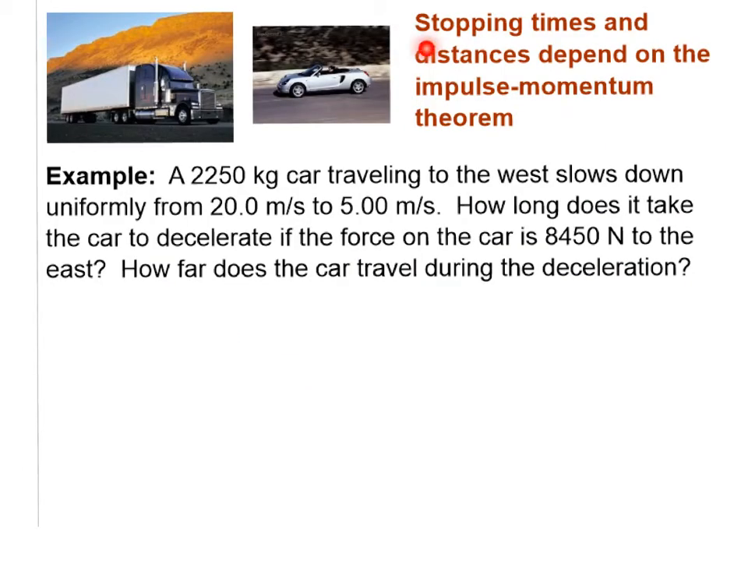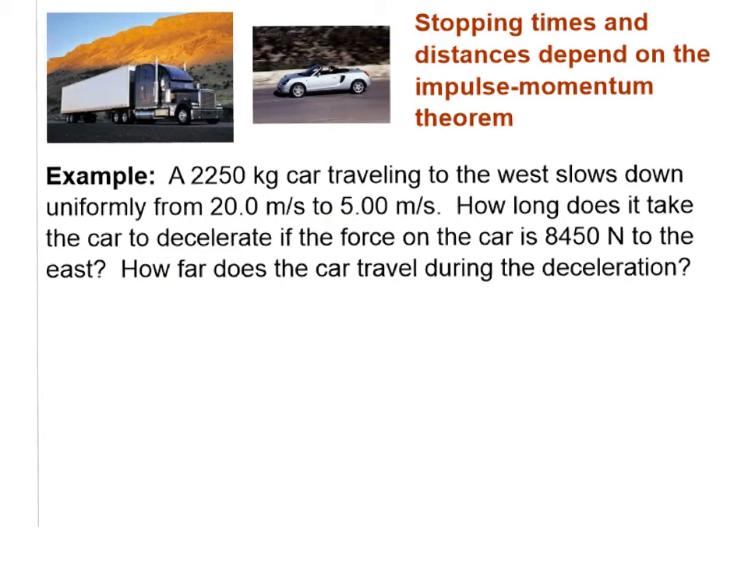Now let's look at the idea of stopping times and stopping distances. They both depend on the impulse momentum theorem, and you know this intuitively. You know that this truck must undergo a greater change in momentum in order to stop than this car. So let's look at an example with stopping times and distances. A 2,250 kilogram car traveling to the west slows down uniformly from 20.0 meters per second to 5.00 meters per second. How long does it take the car to decelerate if the force on the car is 8,450 newtons to the east? And how far does the car travel during this actual negative acceleration?